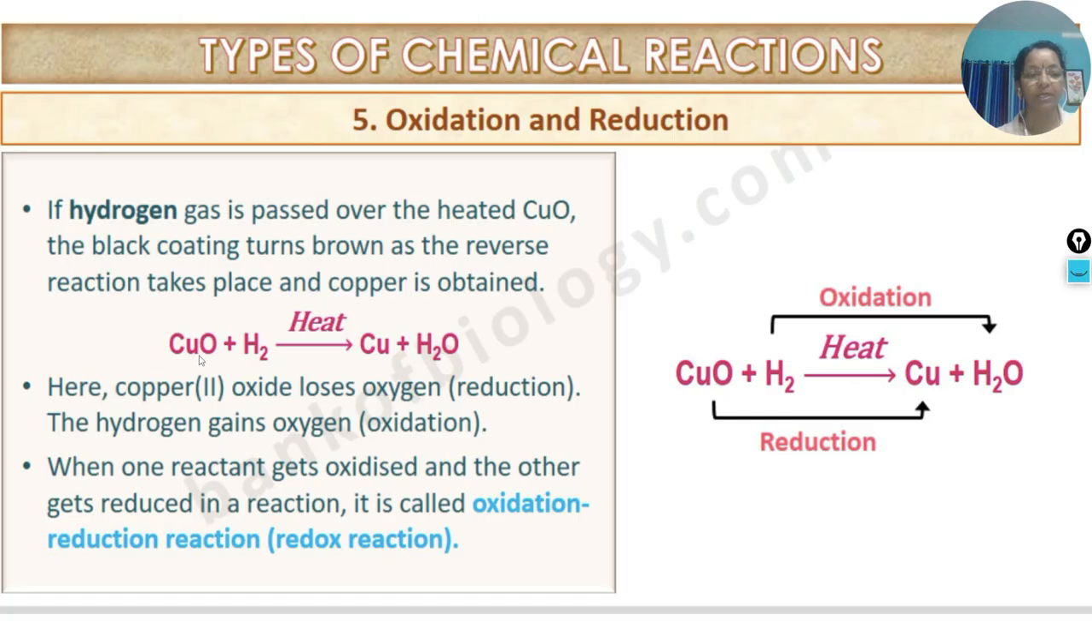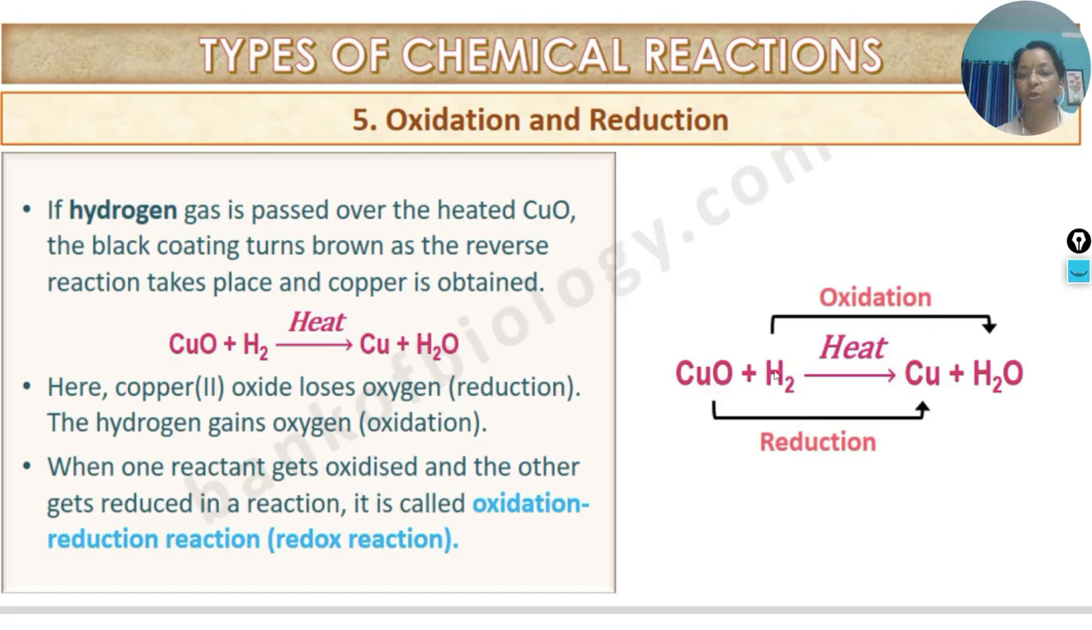Here, what happens to hydrogen? Hydrogen is becoming water. That means hydrogen gained oxygen, so we can call it an oxidation reaction. Whereas what happens to copper oxide? Copper oxide loses its oxygen. That means it is a reduction reaction. So this is the oxidation reaction, whereas this is the reduction reaction.